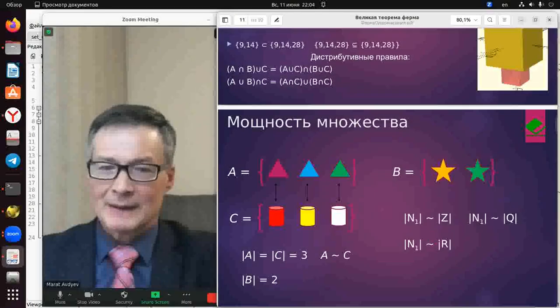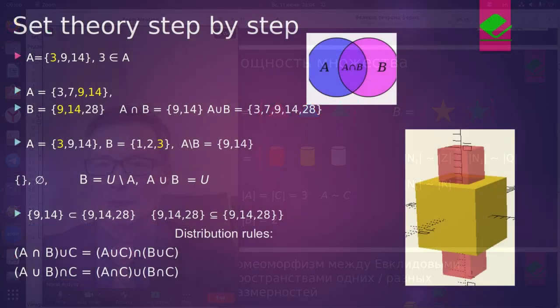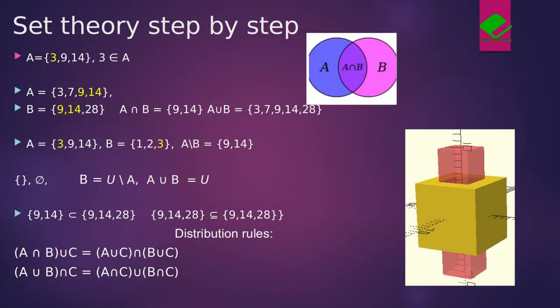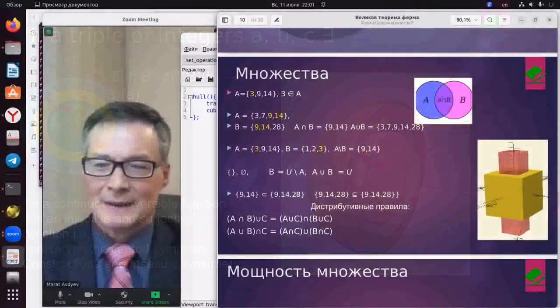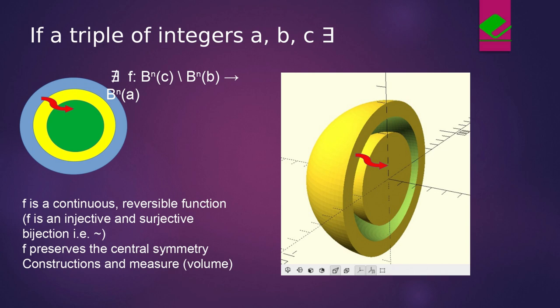It's based on an understanding of set theory. Now let's look at the basics of set theory and make a small generalization. If a triple of natural numbers a, b, c exists, with the existence quantifier for brief notation, then in this case we can map every point of space from this interval between the middle ball and the big ball into a small ball. And since this whole construction is symmetric, this means that every sphere that surrounds these spheres can be mapped into many other spheres.